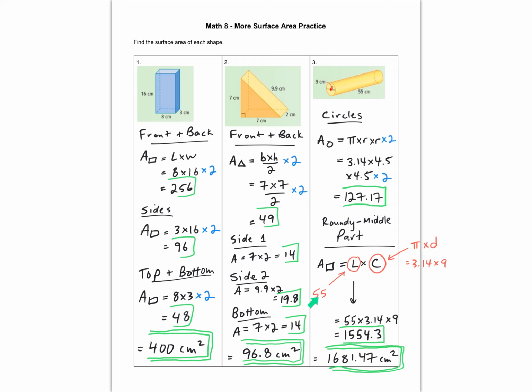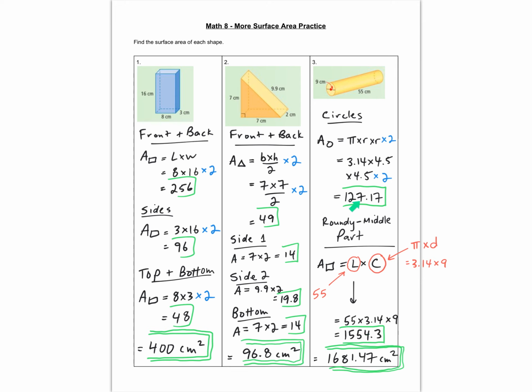So we end up with 55 times pi times the diameter. And the diameter is what's given. It gave us the diameter of 9, so we're just using it. 55 times 3.14 times 9 gives us 1,554.3. And then all we have to do again, just like these other ones, is add these up.